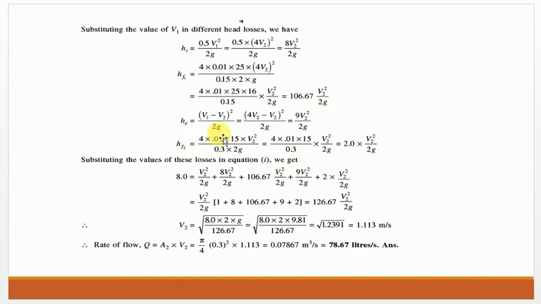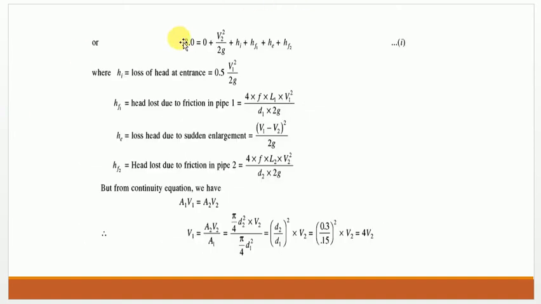The head loss due to expansion is V1 minus V2 the whole square, so 4 V2 minus V2 the whole square. So we get 9 V2 squared by 2G. Due to friction in pipe 2, we have V2, so it will be equal to 2 V2 squared by 2G. Substituting the values of all these head losses in this equation, we will be able to find the velocities.